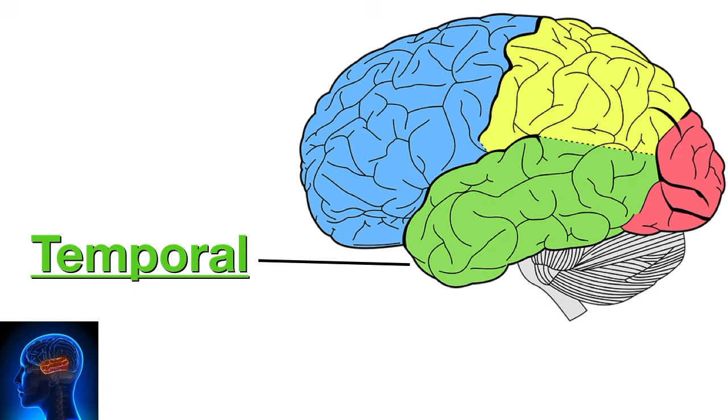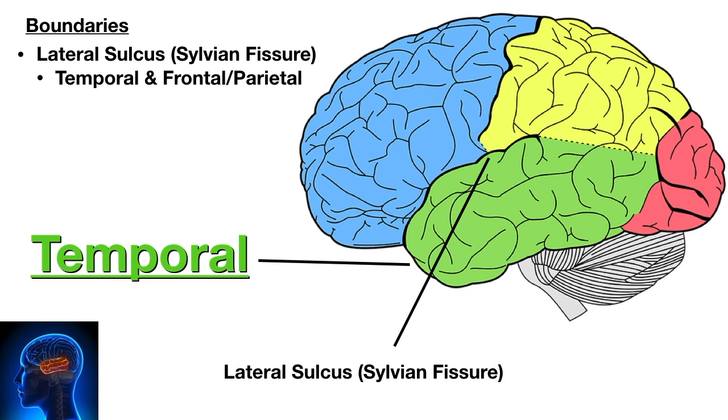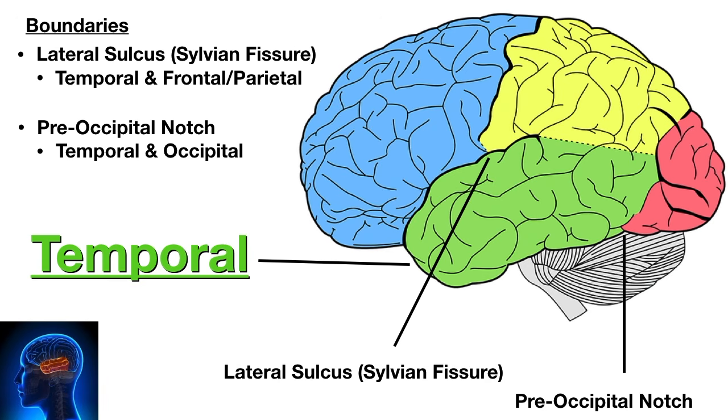The final main lobe is the temporal lobe. It's located on the side of the brain, and there's a couple boundaries, and we've already talked about both of them. The first one is the lateral sulcus, or the sylvian fissure. This separates the temporal lobe from the frontal and parietal lobes. The second one is the preoccipital notch. Remember, this is the imaginary line from the notch up to the parietal occipital sulcus, and it separates the temporal lobe from the occipital lobe.